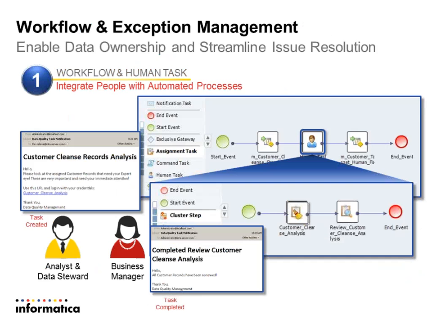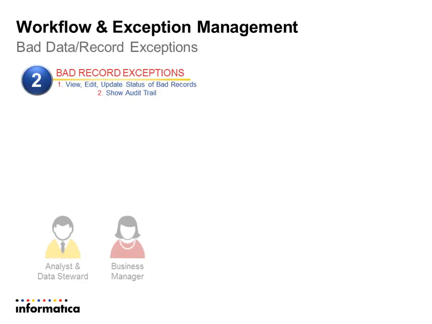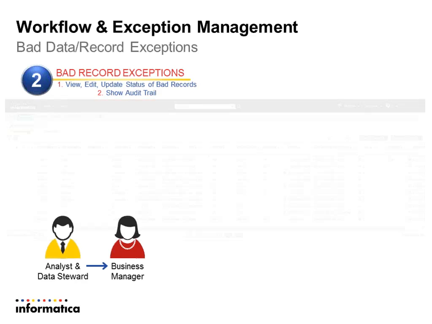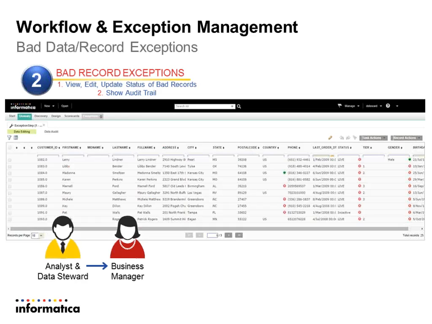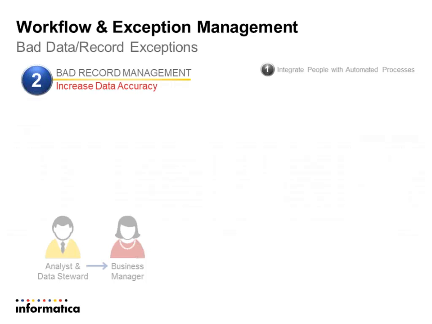And the second one is the bad record exception. The second stage is about managing this bad record exception. In this stage, the user will review and correct the exceptions using the Analyst tool. I shall show how the records are reviewed and corrected during the demo. By this bad record management, there is an increase in the data accuracy.